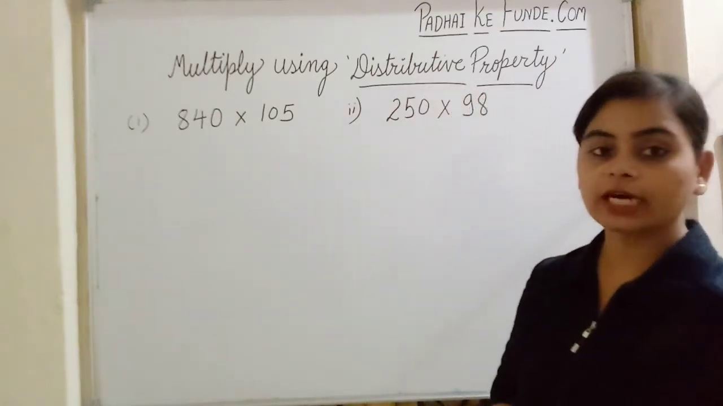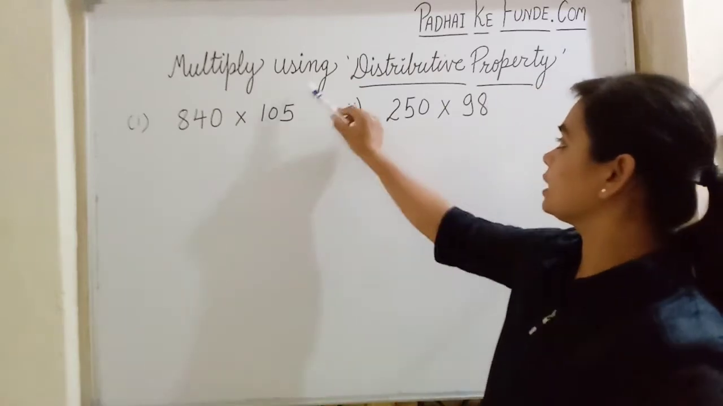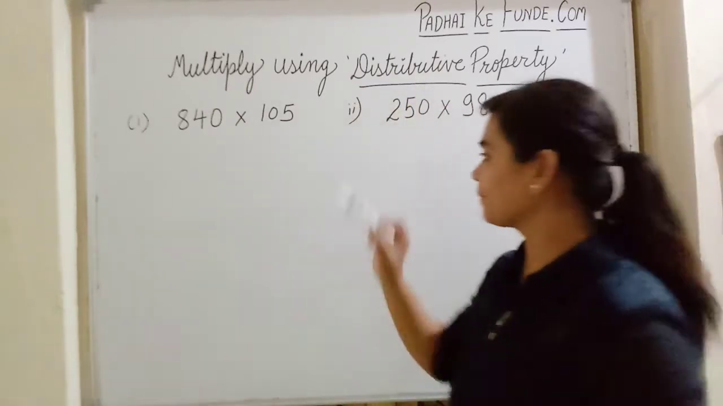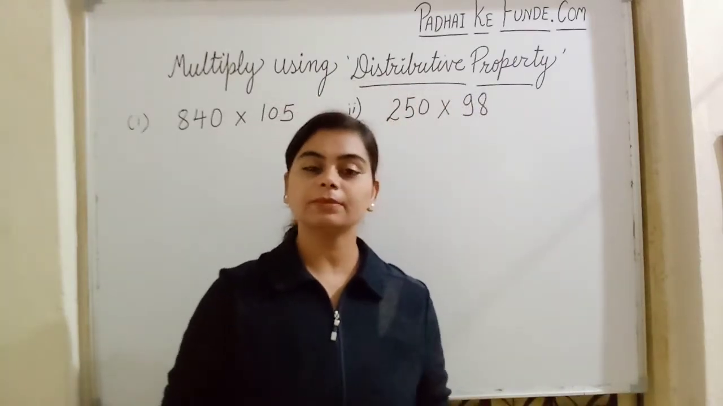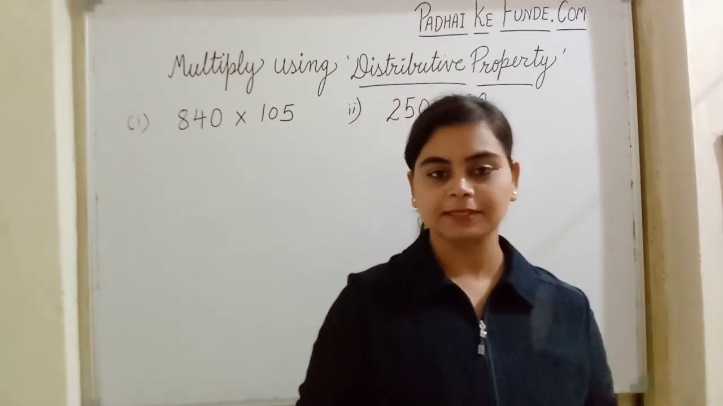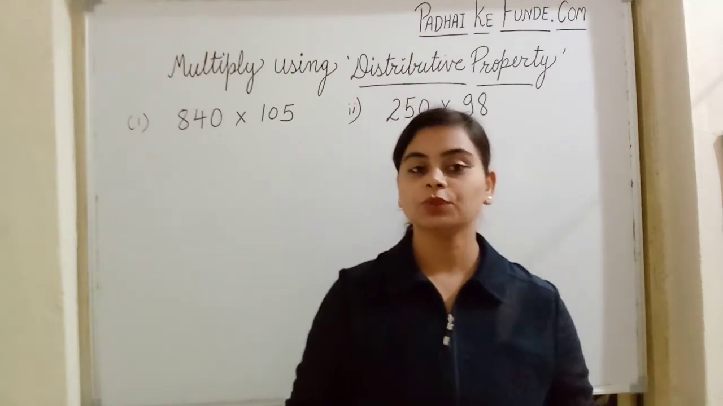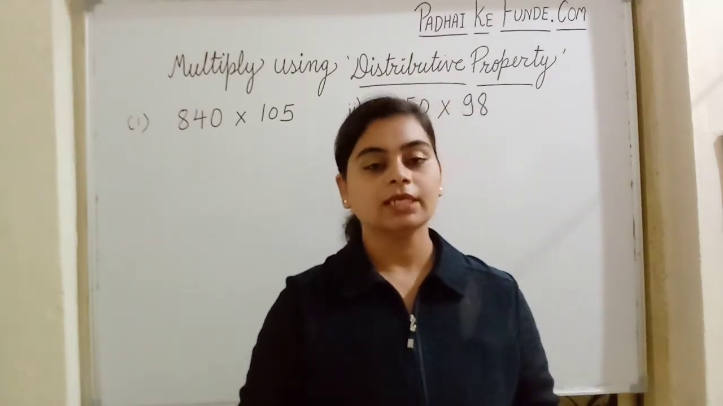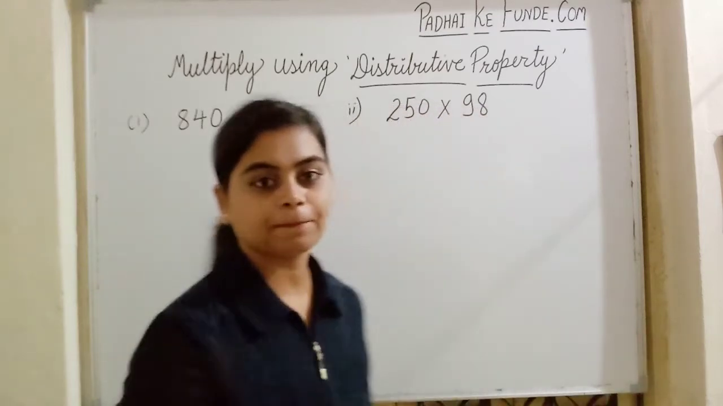You can see here I have written a question that is: multiply using distributive property. Whenever we get such questions, that is two numbers in multiply, we directly multiply them and write their answer. But as it is mentioned in the question that you have to solve it using distributive property, let us see how to apply it.